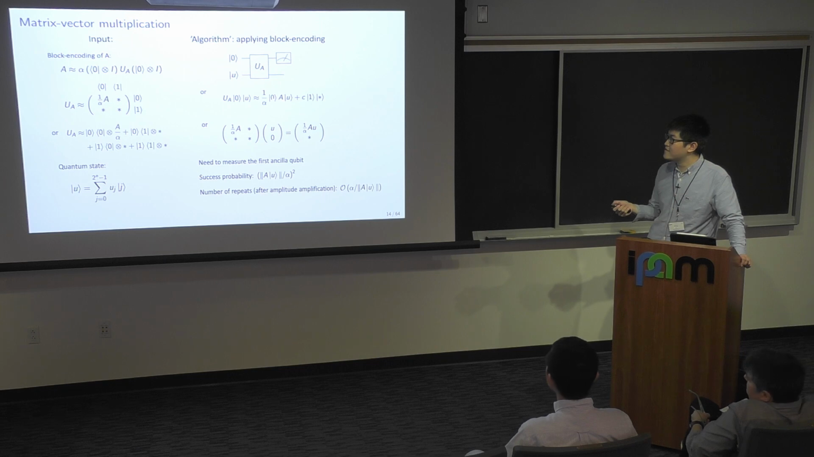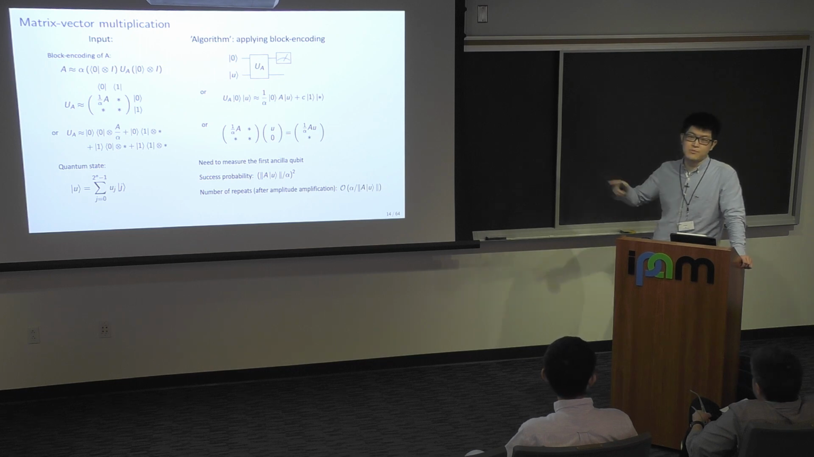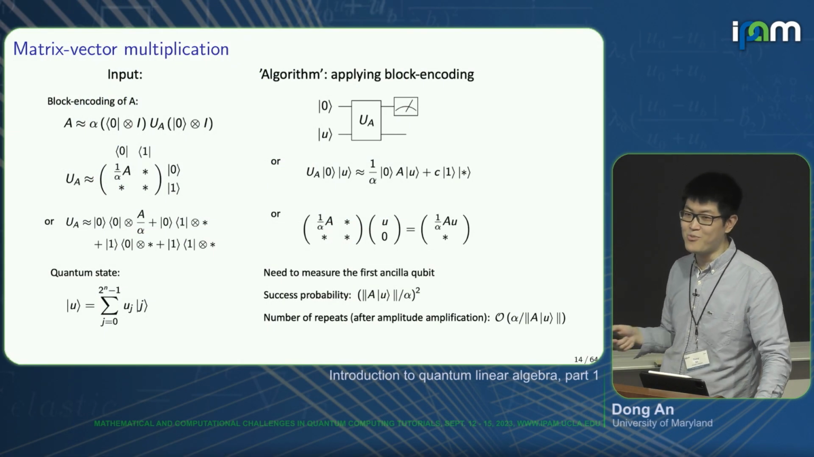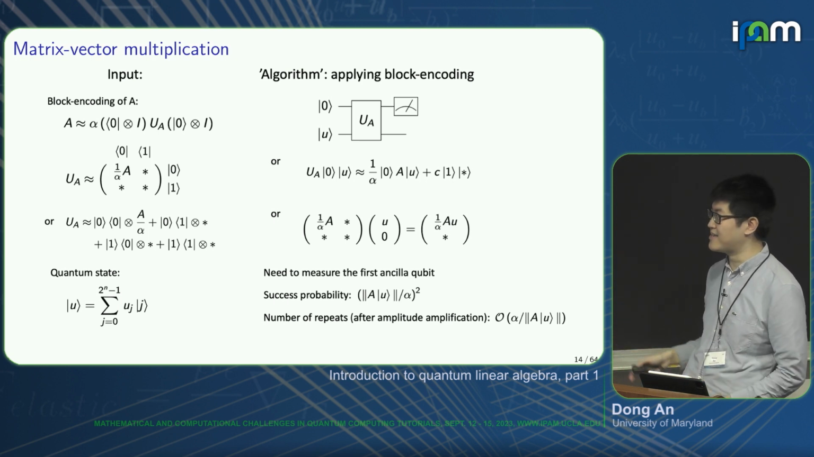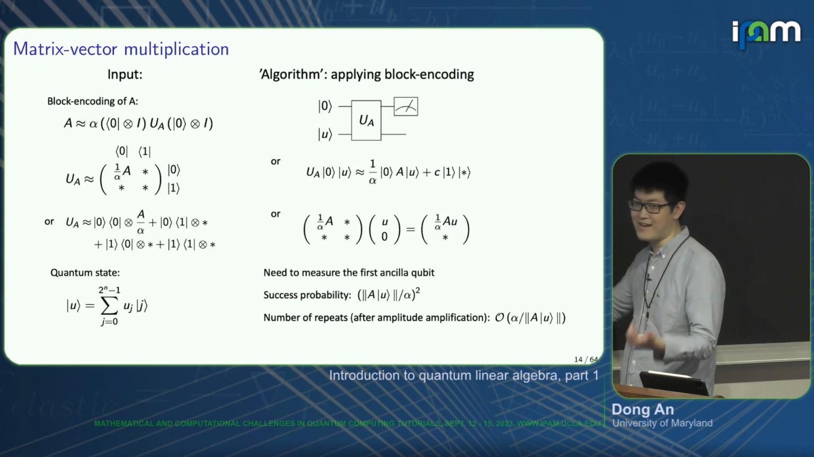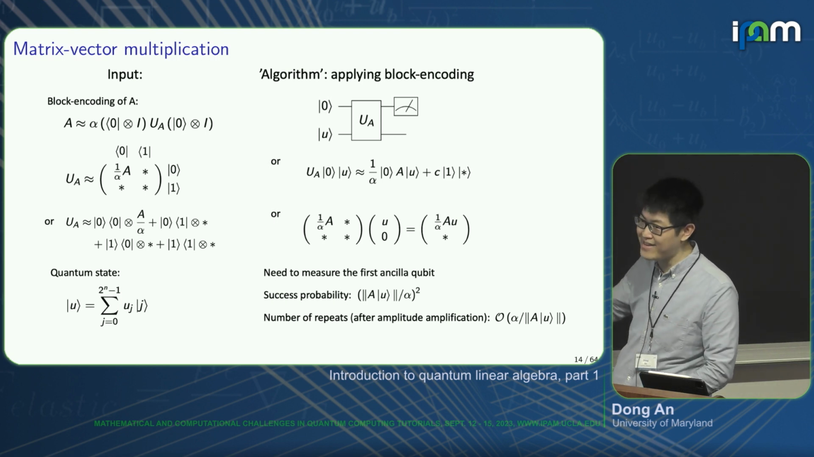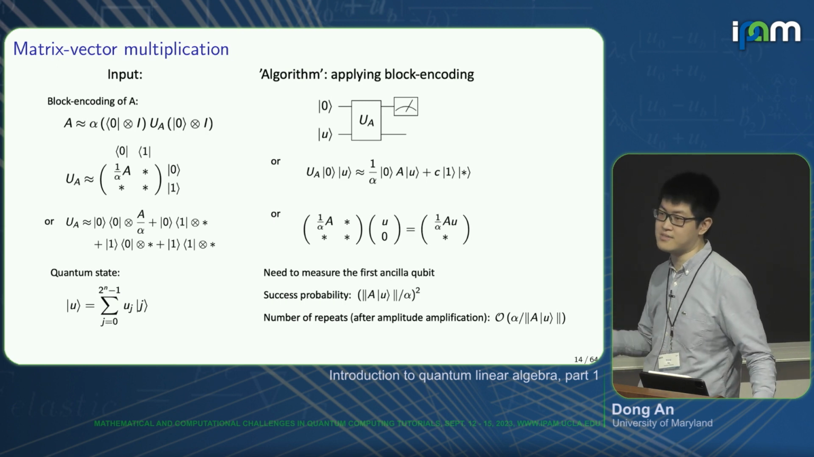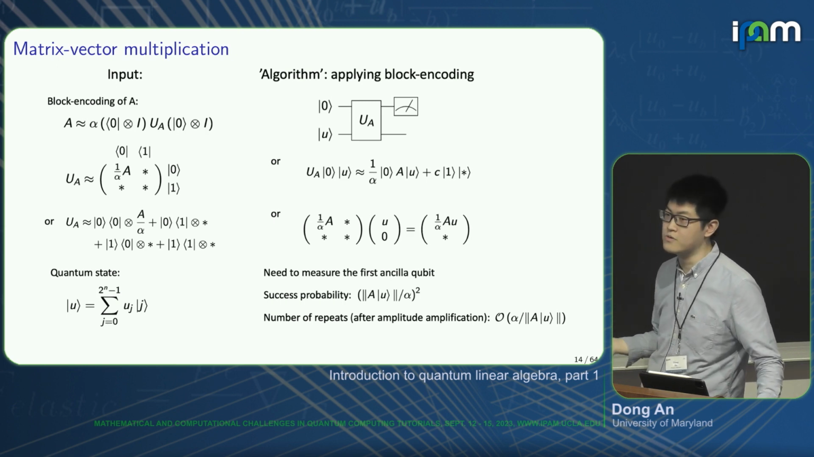That is, we will measure the first ancilla qubit, and if the outcome is 0, then the remaining part would be exactly A times U up to some normalization constant, which means that we succeed. But if the outcome is 1, then we fail, and we have to start over and do the entire circuit again, although there's only one oracle there. We do the measurement again, and we repeat this procedure until we get a 0.